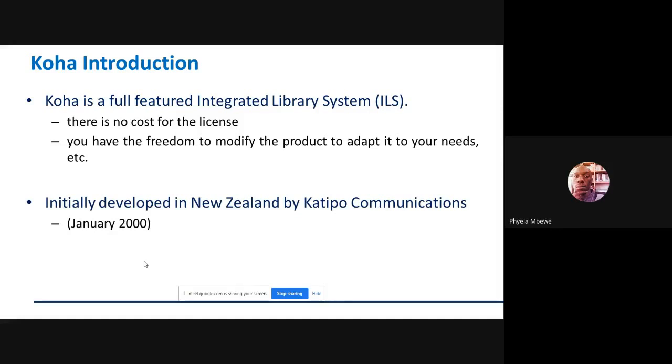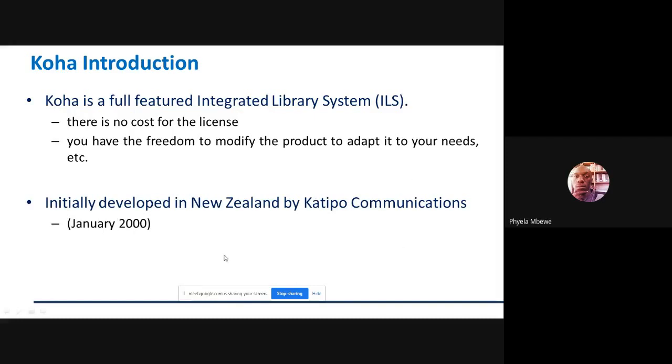For now, we're just going to discuss a bit of theory for Koha, which is one of the more commonly used integrated library systems. One of the first things noticeable about Koha is that it's free, so there is no cost for using Koha. It's free and open source as well. Then you have the freedom to modify the product, to suit your own needs.